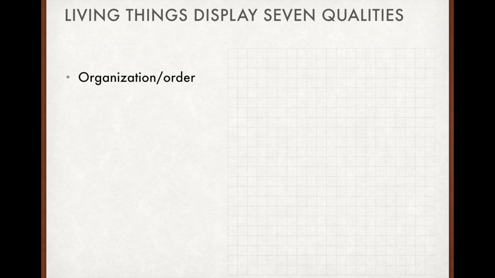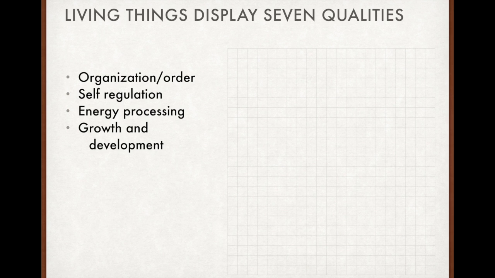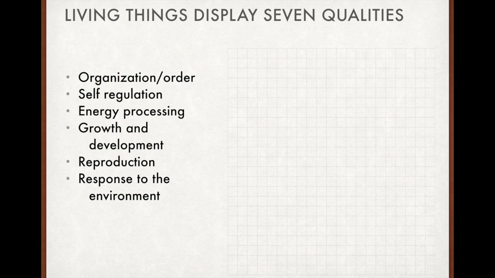So living things display 7 qualities. They are organized. They display order. They are capable of self-regulation. They can process energy. They can convert energy from one form into another form, like they can take the chemical energy stored in our food and turn it into the energy of motion, kinetic energy. Or I can turn the food that I ate into sound energy that I'm using to give you this lecture. Living things grow and develop. Living things are capable of reproduction. Living things respond to the environment that they live in. And living things are capable of adapting to their environment through natural selection.